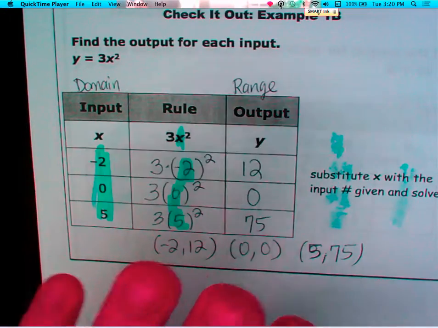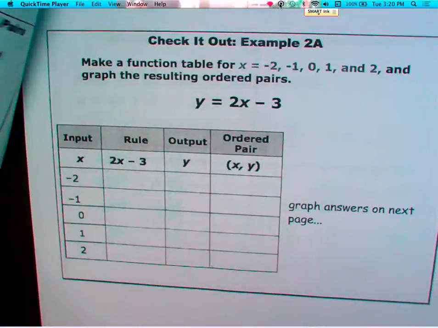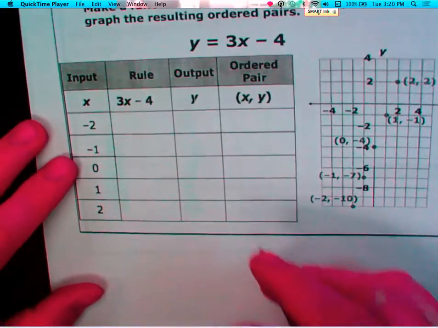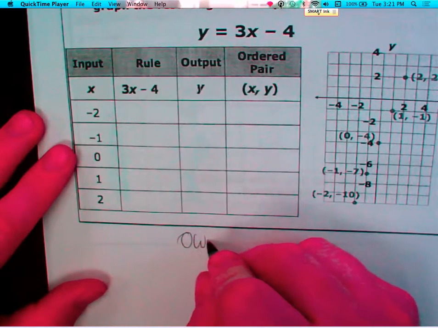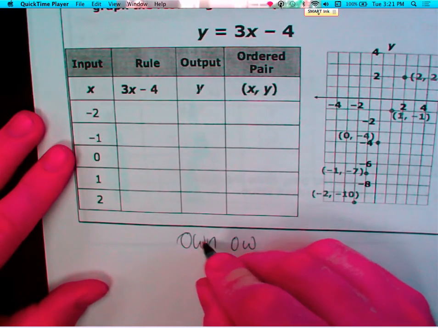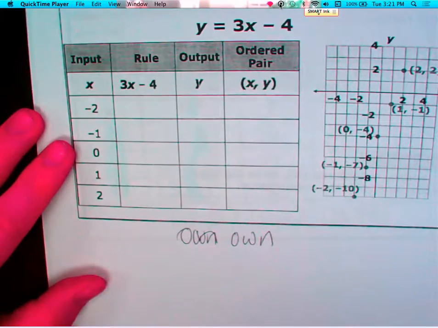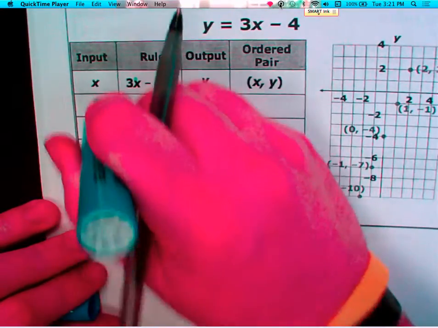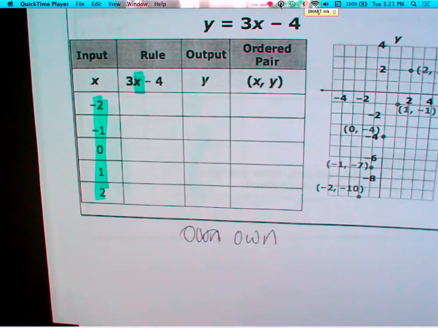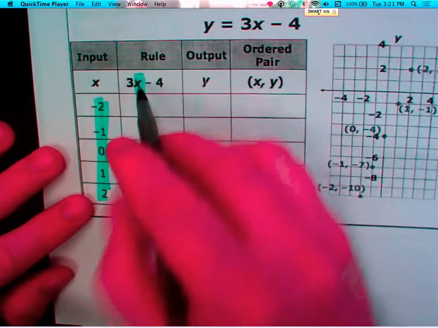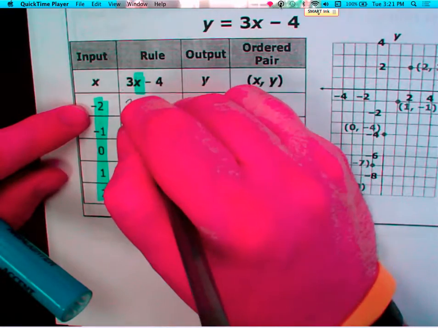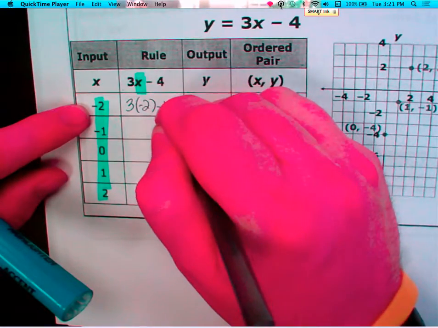Okay, so go back and look at these notes because you are going to be doing these two on this page. You're going to do number 1 right here. This is yours. Okay, just a little hint. Make sure you highlight these. Show me where your domain is. Put it in there. That's 3 times x minus 4. So now x is -2. That's 3 times -2 minus 4.